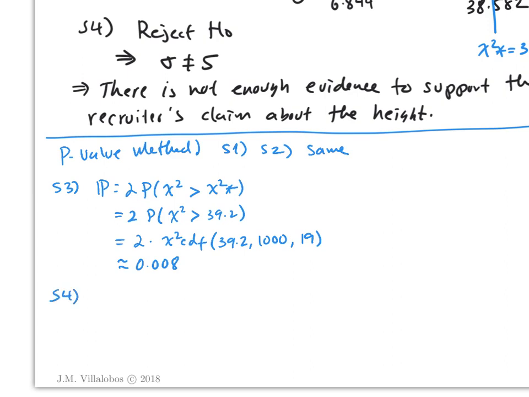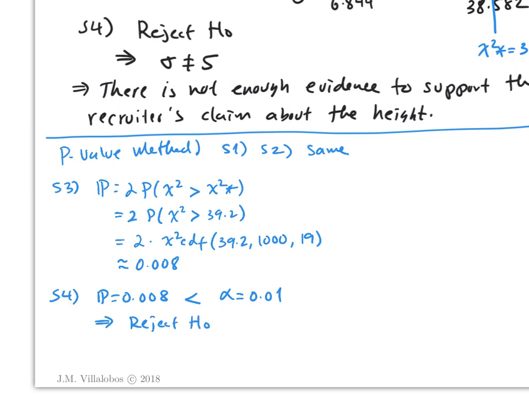Remember, the last step is to compare the p-value with alpha, which in our case is 0.01. This is clearly less, and that means again to reject H0.